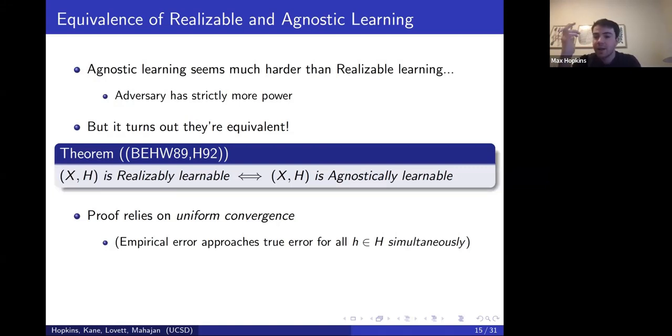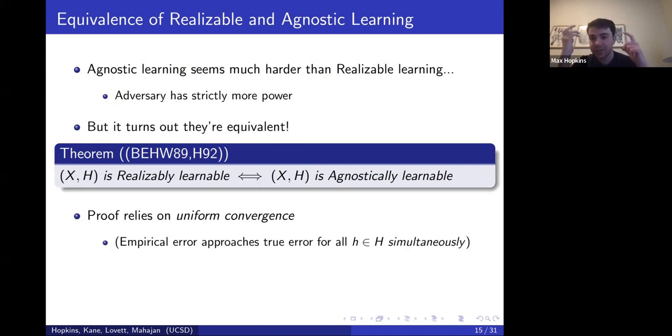This is clear. But it's harder for this to be true simultaneously for all hypotheses in the class, right? Normally, you would have to union bound over all hypotheses to get this to be true, but H can be infinite, so you can't just union bound. So this uniform convergence statement really is a very strong statement.